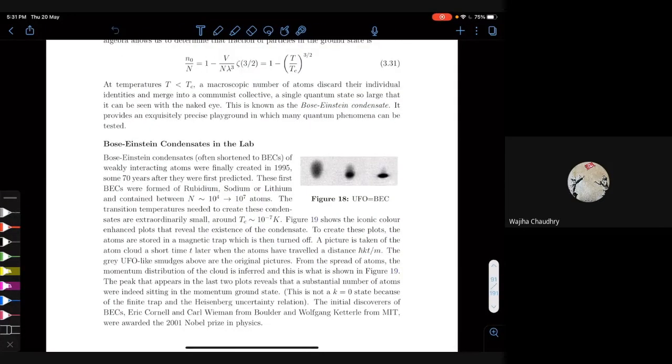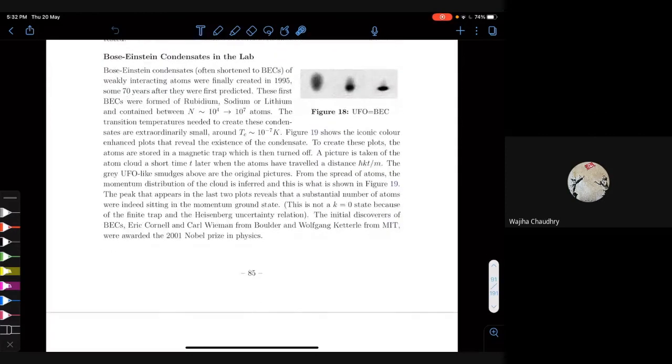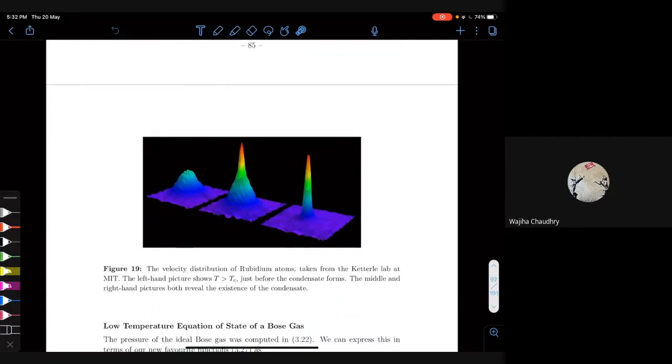After they've traveled a little distance, these create smudges, and these are more or less the same size. This one is at a temperature above Tc, the critical temperature, this is around the critical temperature, and this is well below the critical temperature. This is the physical space picture, but because you have a snapshot in time, you can calculate the momentum, and if you compute the momentum distribution, this is what it looks like.